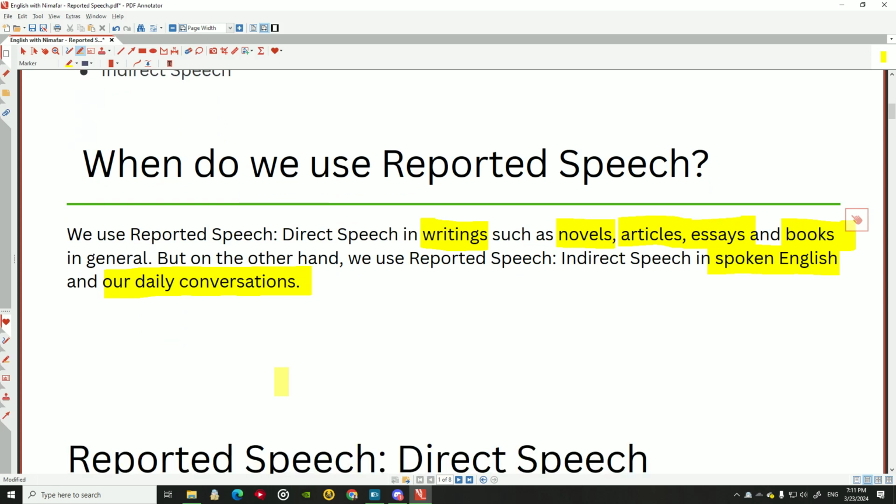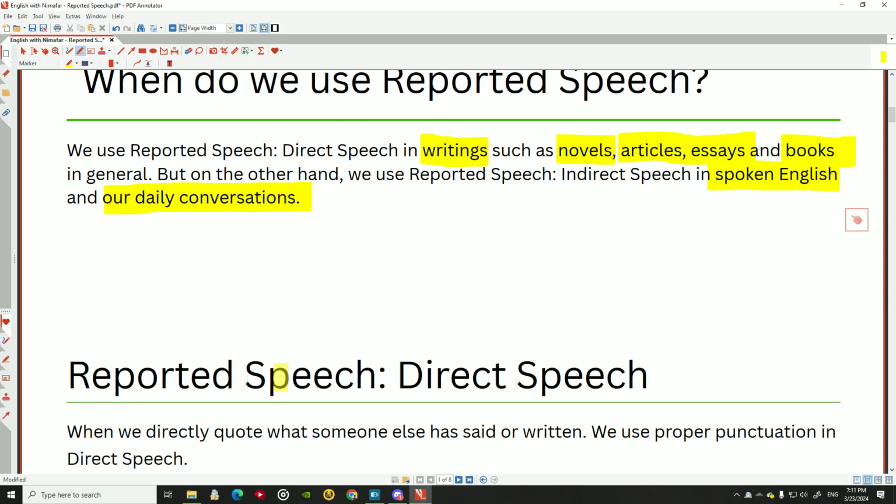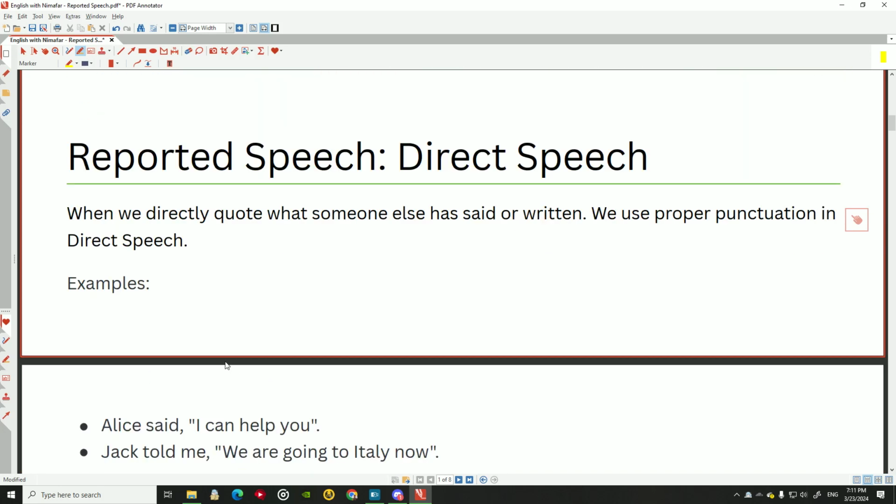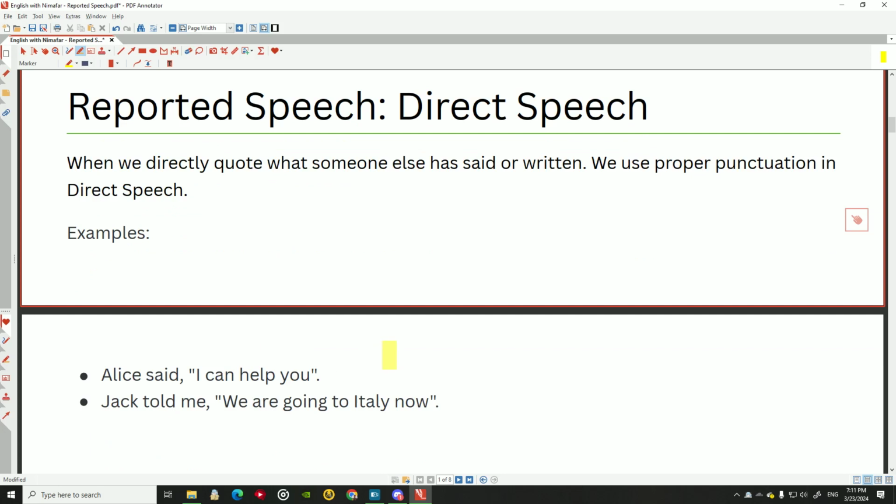I'll tell you, or you will find out yourself, the reason. But direct speech: when we directly quote what someone else has said or written, we call it direct speech. And we use proper punctuation. Punctuation is like comma, full stop, semicolon, colon, something like that. In direct speech. For example, Alice said, "I can help you." Mostly you see that in some books normally, as we said.